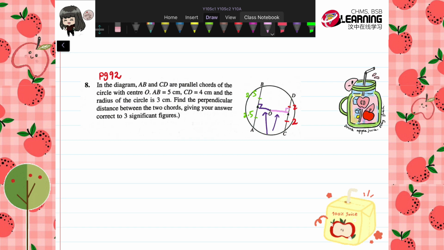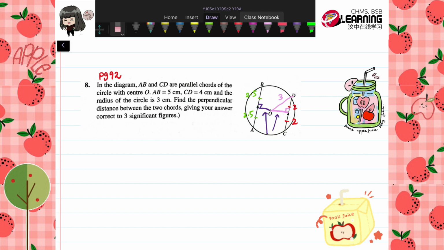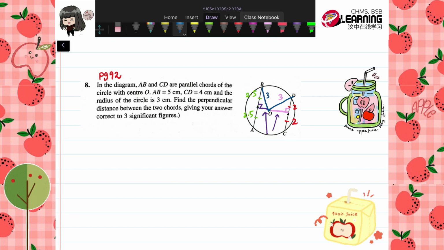Okay, so where is my 3 cm? My 3 cm is here. 3 cm. Or here also 3 cm because it's also a radius. As long as it touches from the center to the circumference, it is the same radius. It's a radius.